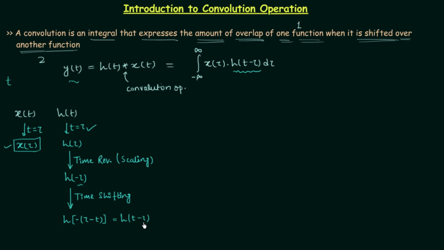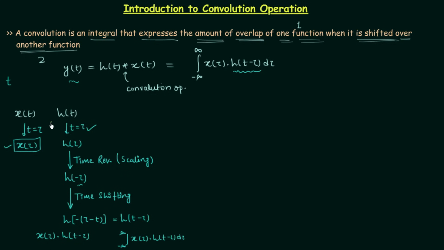We have h t minus tau, we already had x tau, and now we will multiply them. So we will have x tau multiplied by h t minus tau, and once you have the result of multiplication you need to perform the integration. So from here we will have the integration from minus infinity to infinity of x tau multiplied by h t minus tau d tau. So we are done with all these steps.